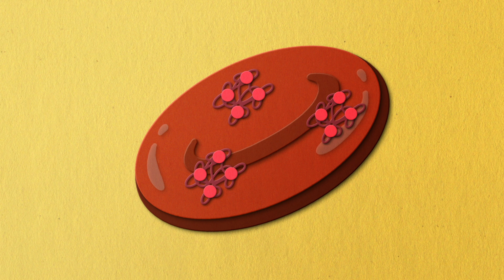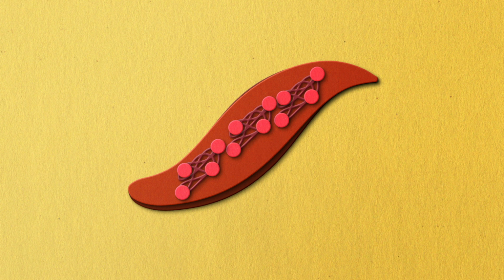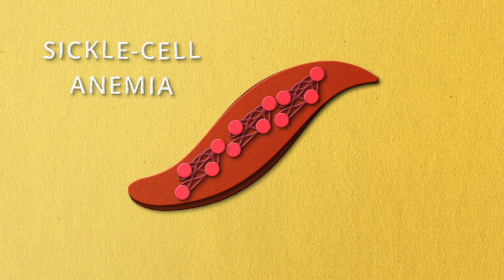For example, hemoglobin is a large protein containing 574 amino acids, and hemoglobin functions to carry oxygen in red blood cells. Changing just one of those amino acids subsequently changes the shape of the hemoglobin protein, thus preventing its normal function. The result can be a well-known disorder called sickle cell anemia.